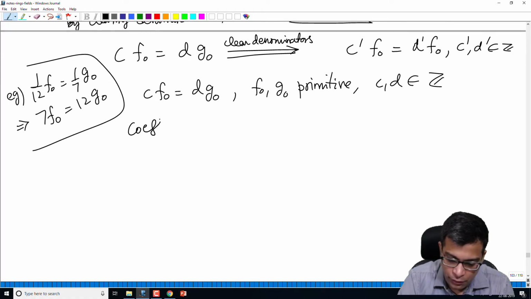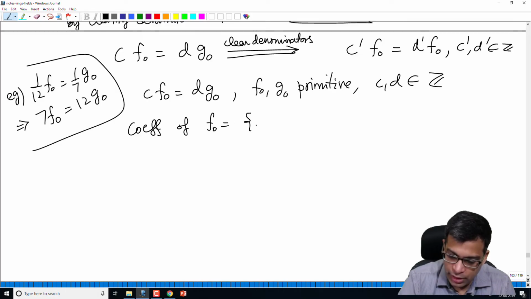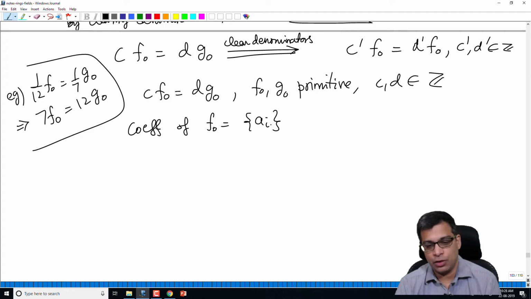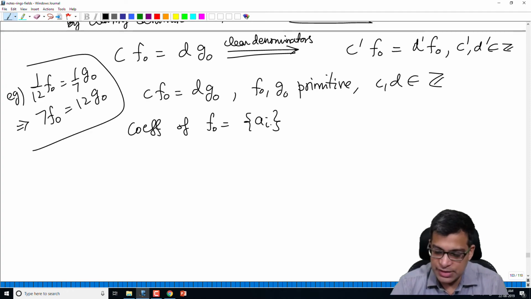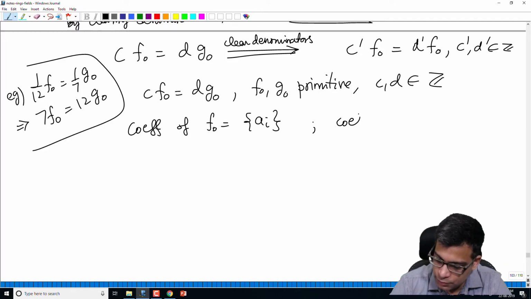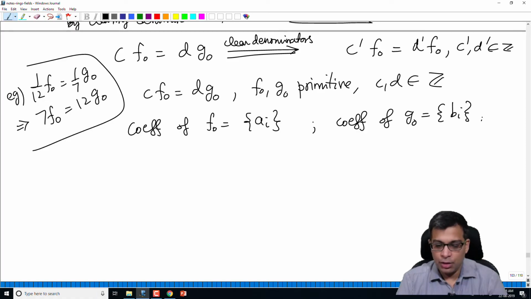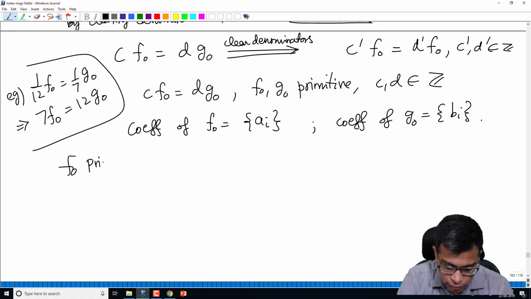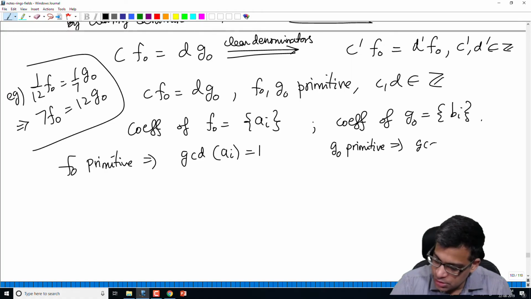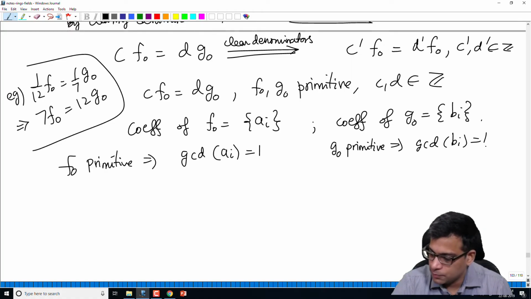Let's say coefficients of f0 are ai. Remember, f0 and G0 have the same degree because a constant times f0 is equal to a constant times G0. So they are the same degree. So the coefficients are a_(n-1), ..., a0. Similarly, coefficients of G0 are, let's say, bi. Because f0 is primitive, GCD of ai is 1. Similarly, G0 is primitive, which implies GCD of bi is 1.